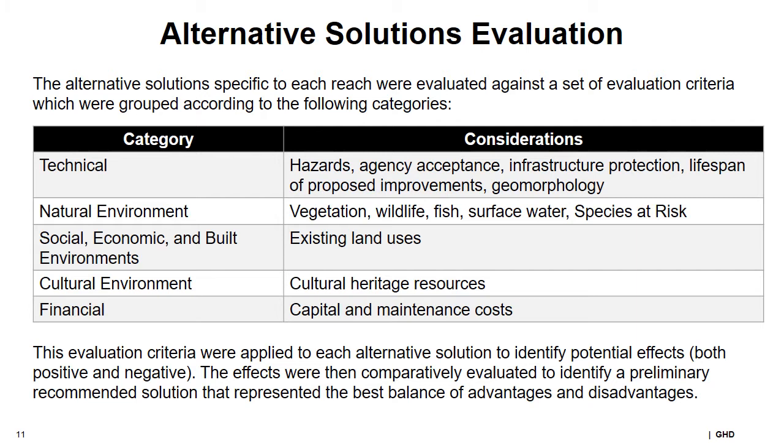The alternative solutions were evaluated against a set of evaluation criteria grouped according to the following 5 categories: technical, natural environment, social, economic and built environments, cultural environment, and financial. The evaluation criteria were applied to each alternative solution to identify potential effects, both positive and negative. The effects were then comparatively evaluated to identify a preliminary recommended solution that represented the best balance of advantages and disadvantages.